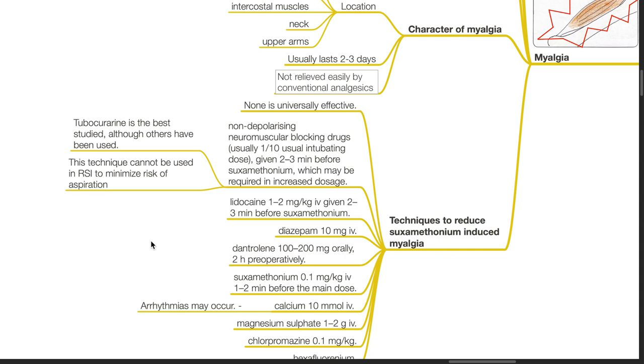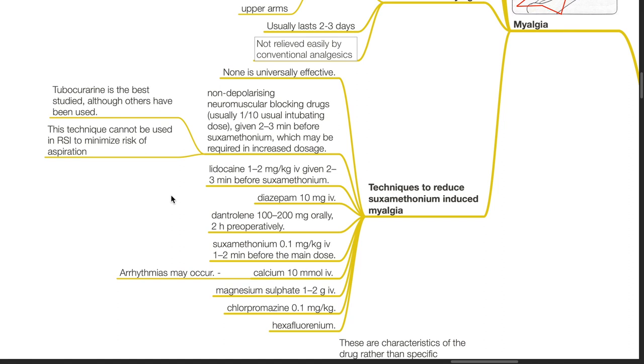Other drugs that can be used include lidocaine, diazepam, dantrolene, succinylcholine at 0.1 mg per kg IV 2 minutes before the main dose, calcium, magnesium sulfate, chlorpromazine, and hexafluorenium.